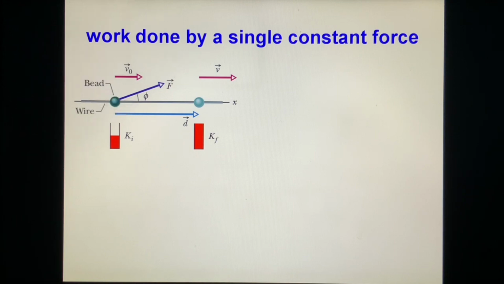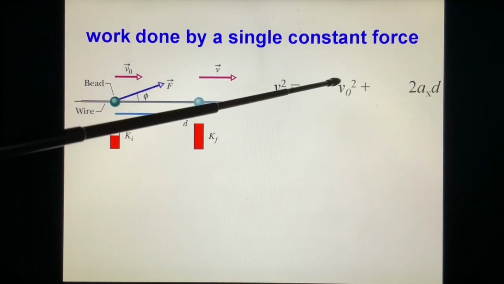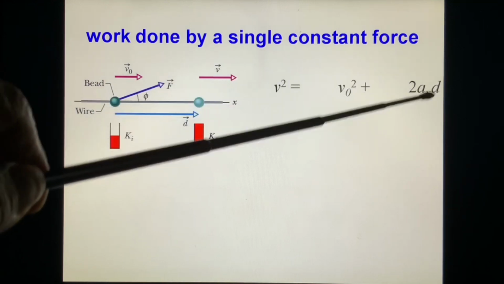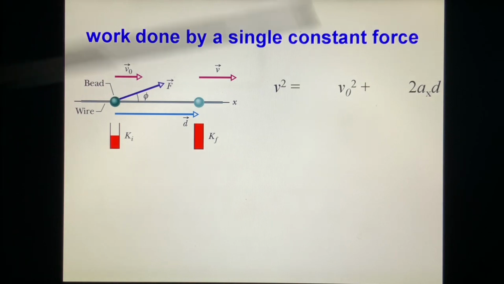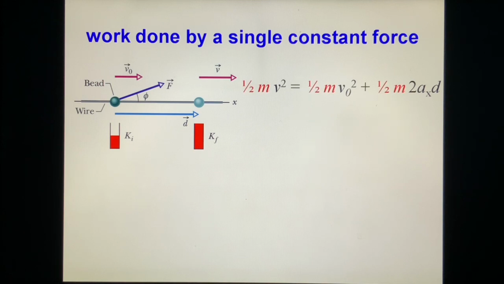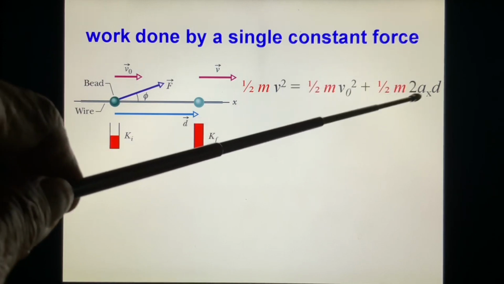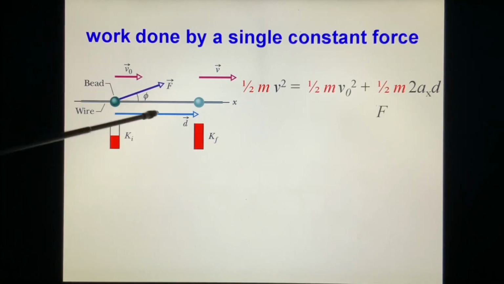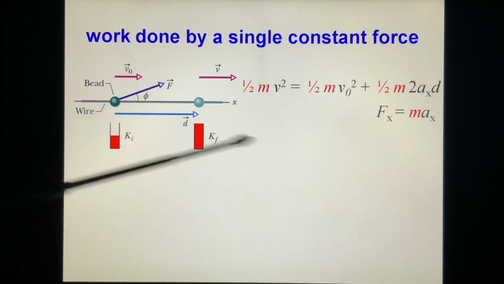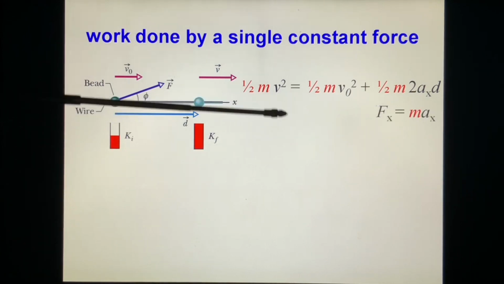This must be a constant acceleration, so we have this formula: v squared equals v0 squared plus 2ad, where a is the acceleration along the x direction. We multiply by 1/2 on both sides. We have this new equation, and here we see the half and 2 cancel out. We get max, which is Fx, the component of the force on the x-axis.